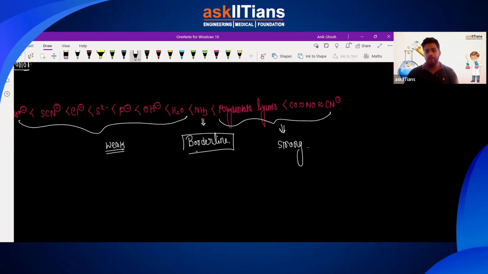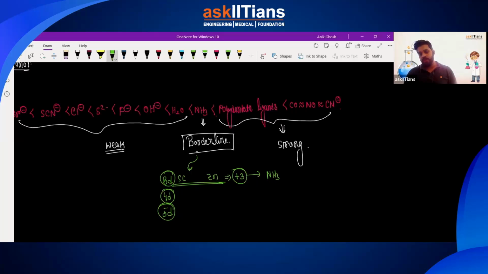For ammonia, guys, if you are talking about the first d-block series, you know there are 3d, 4d, and 5d orbitals. Scandium to zinc is the 3d series. Yttrium to cadmium is the 4d series. Lanthanum to mercury is the 5d series. Under the 3d series, from Sc to Zn, when they are in the +3 state, ammonia acts like a strong ligand. If they are in the +2 state, then ammonia acts like a weak ligand.